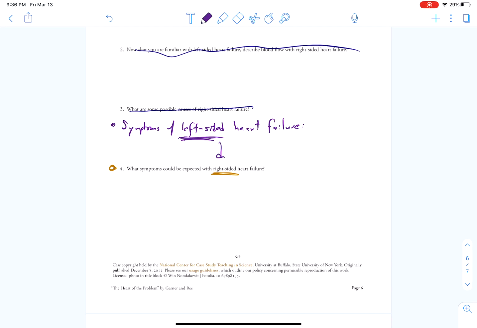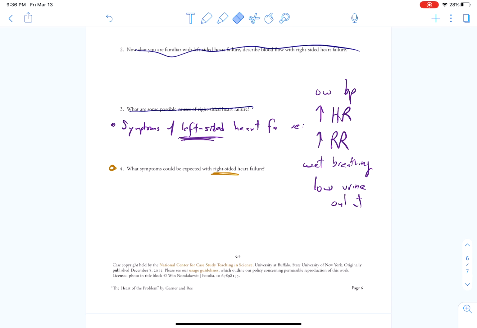So what are some symptoms that Mr. Helms had? Low blood pressure, high heart rate, high respiratory rate, wet breathing, and low urine output. Okay. So these are all left-sided heart failure right here.